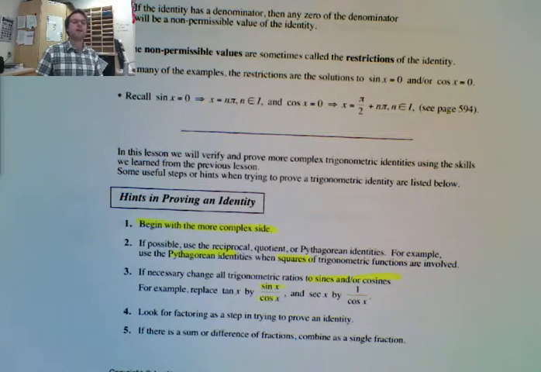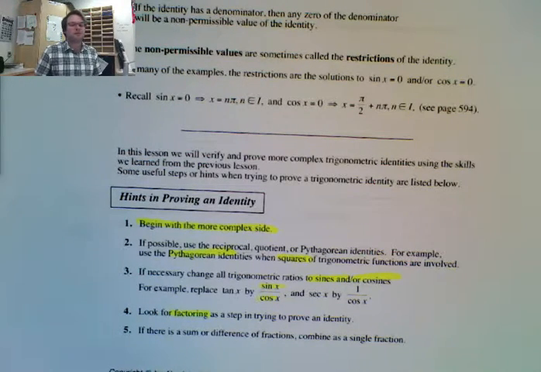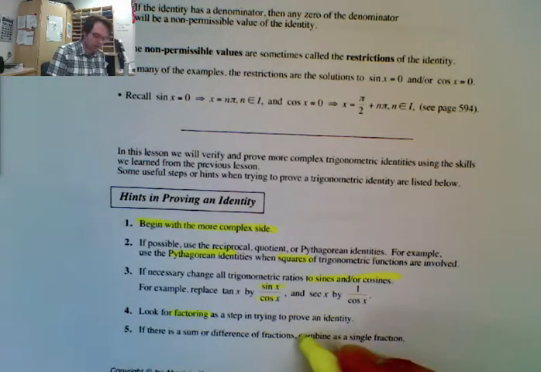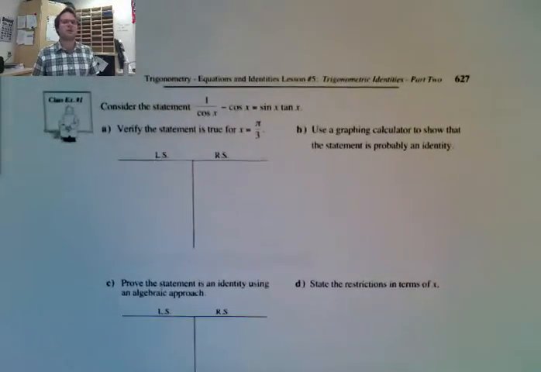The fourth thing is to look for factoring as a step in trying to prove the identity. Once we're there, look for any factors we could take out. And number 5 is, if there is a sum or a difference of fractions, combine them to make a single fraction. So here we're going to look at some examples.